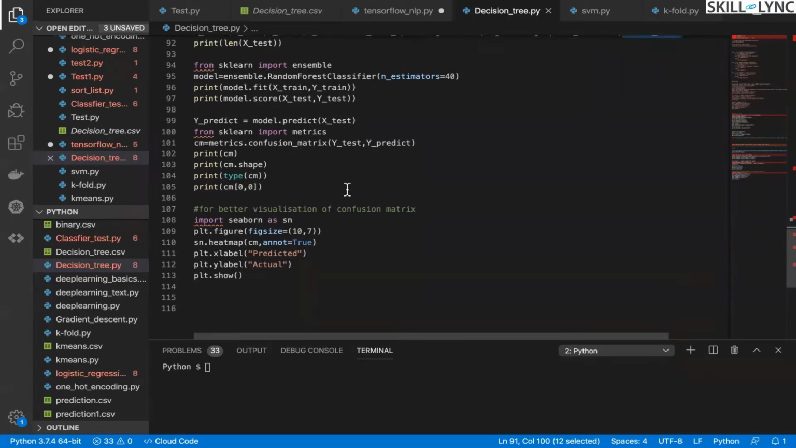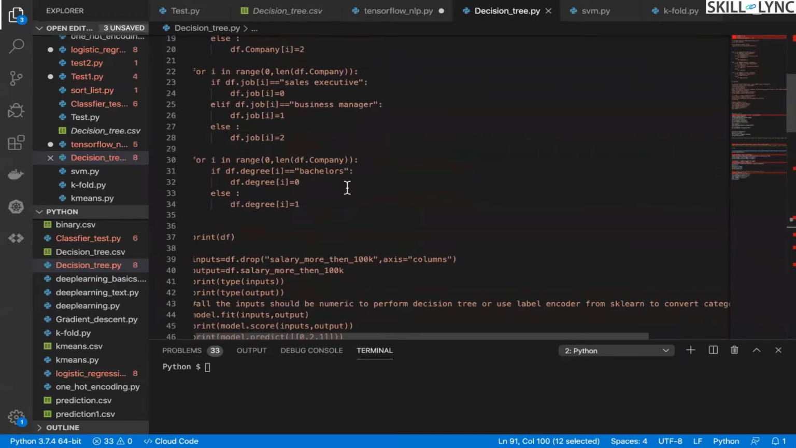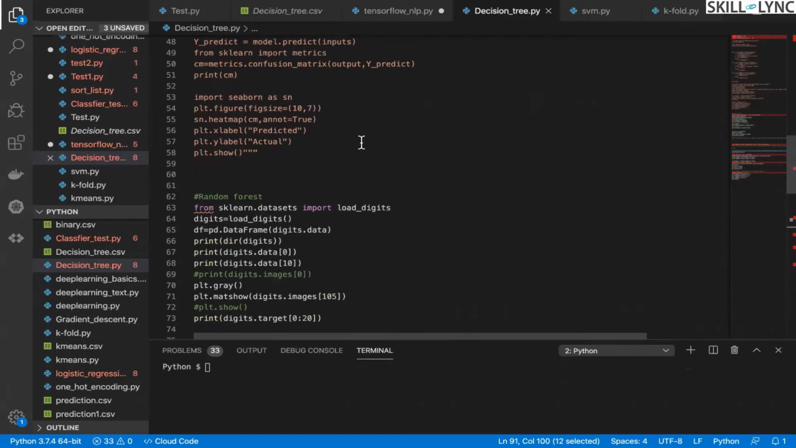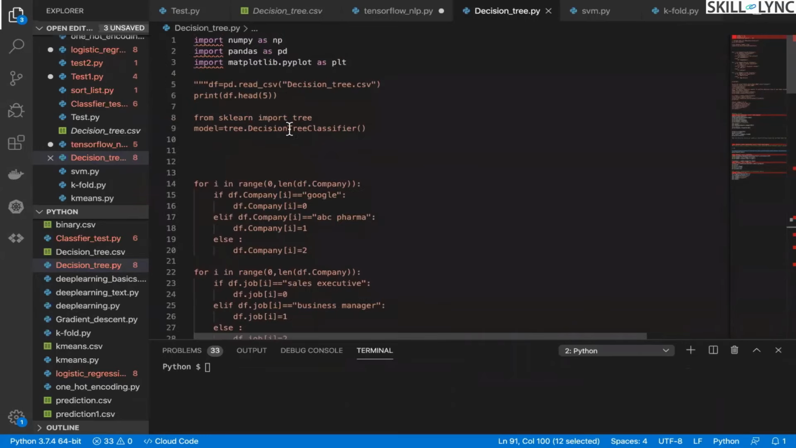Okay, now as I always tell, there is only one line. Just give me a second, guys. I think in today's session there is something missing, right?